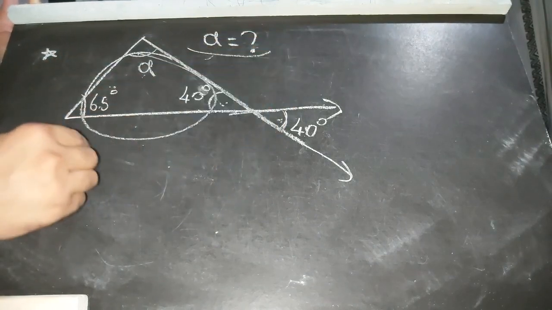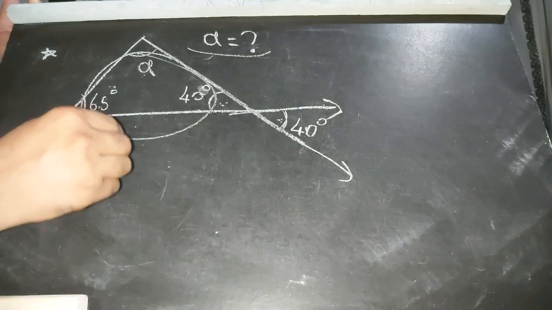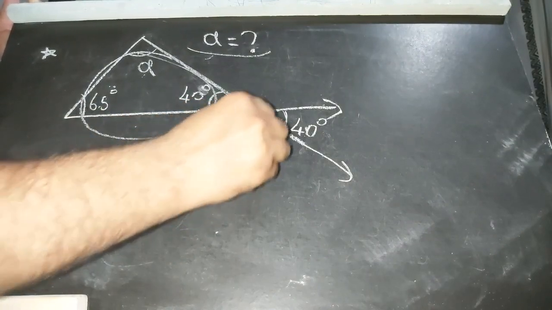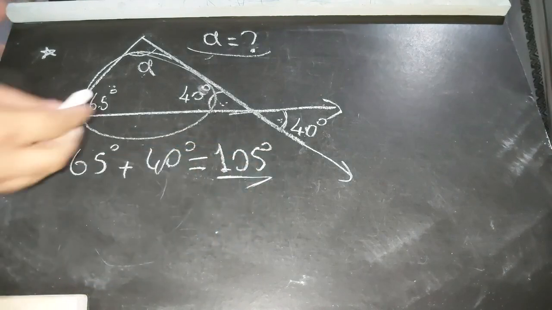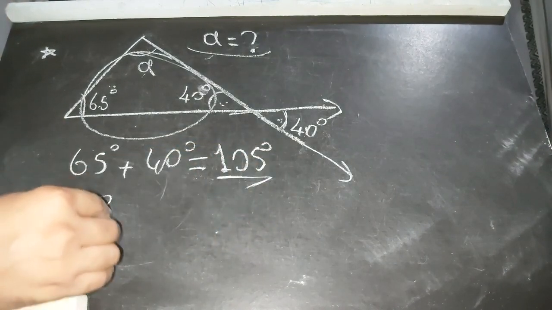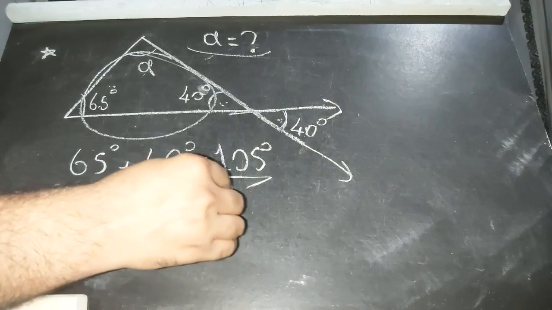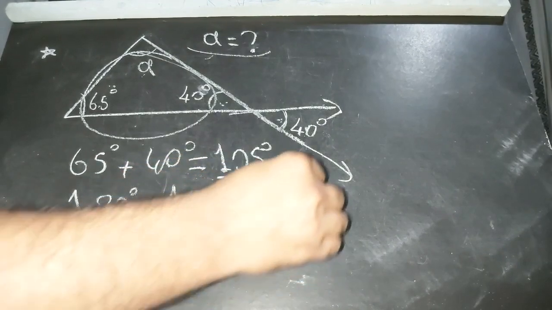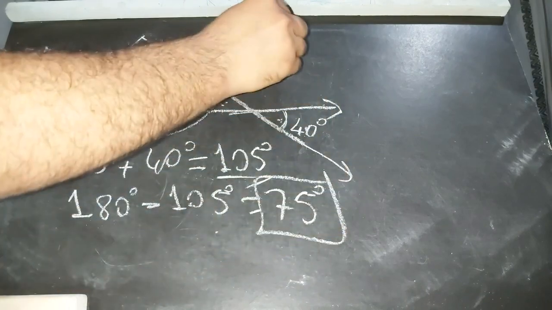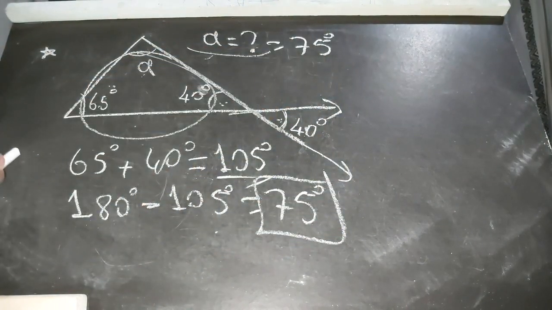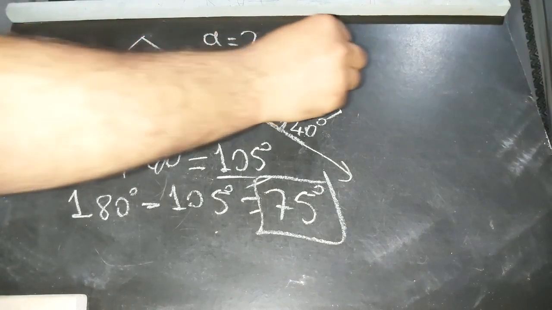Add them up. 65 plus 40 equals 105. Subtract from 180. That will give me 75 degrees. A is going to be 75 degrees. That was my first method, and I want you to try the second method.